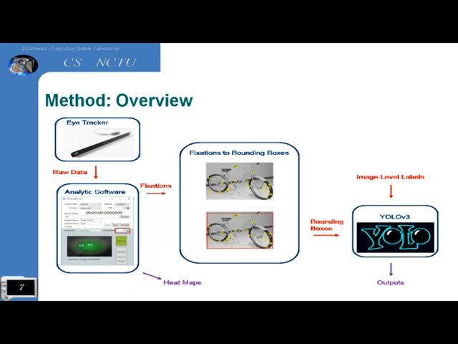Heat maps are used to observe the distribution, and the fixations are used as the input of the intermediate fixation to bounding box module. In this module, the fixation is converted to the candidate bounding box, and the image level class label is used as the final object detector YOLOV3 training benchmark.